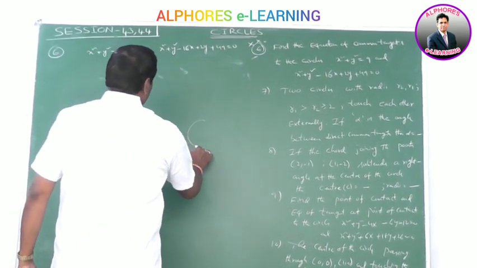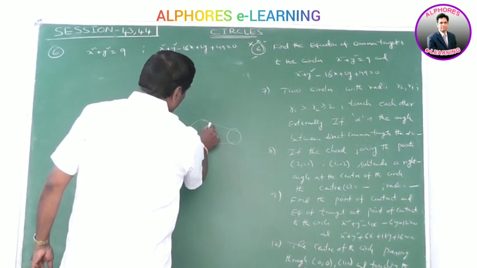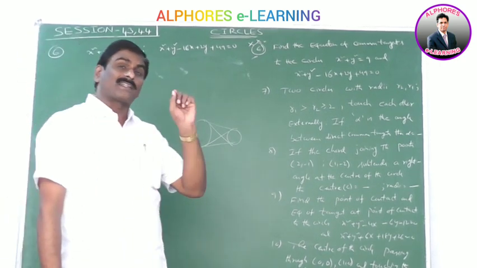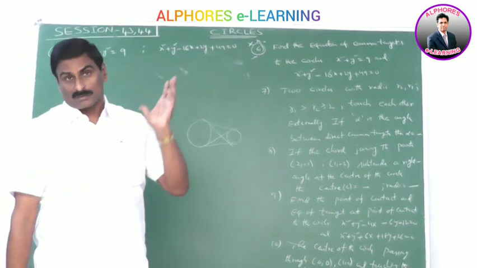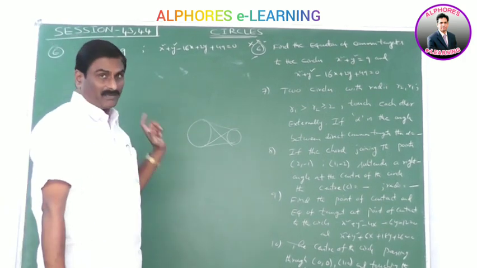Suppose one circle is away from the other circle, then we get two direct common tangents and two transverse tangents. That means the total number of common tangents is 4. It is a multiple option question. The possibilities are 4 equations.